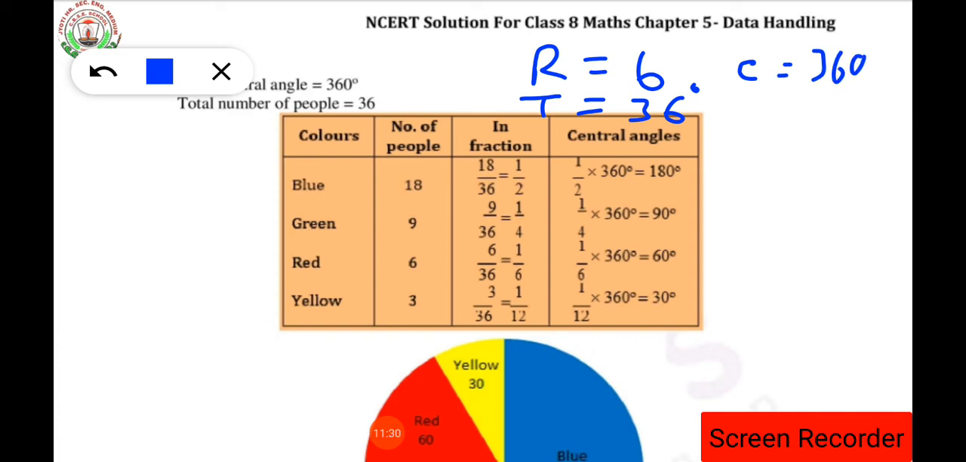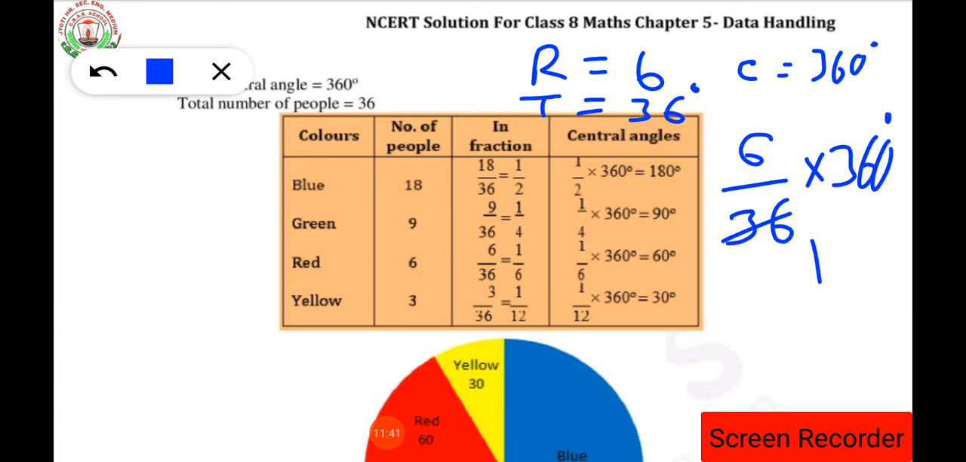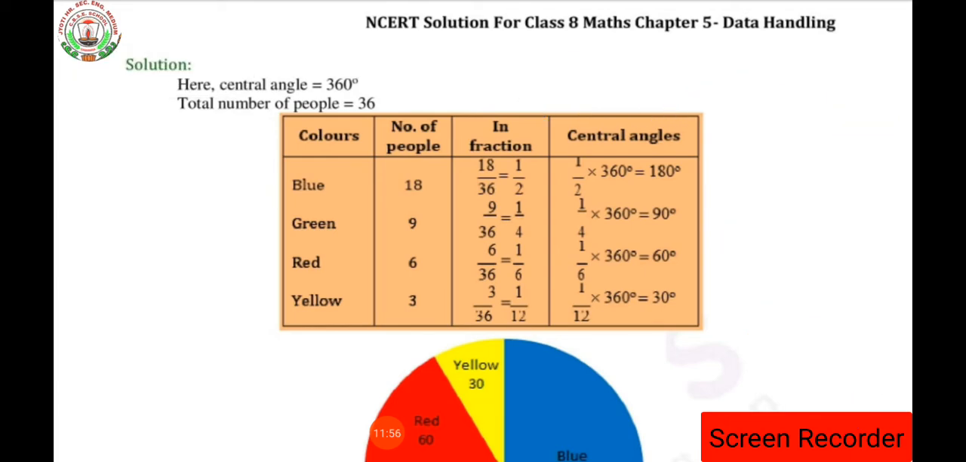So what will be the formula? The number of people who like the red color is 6 upon the total number of people, that is 36, into 360 degree, is the formula. So it will get cancelled by the table of 36: 36 ones are 36 and 36 tens are 360. So 6 into 10 will be how much? It will be equal to 60. Clear? So in the same way you have to calculate for the yellow color. What will the angle come to?